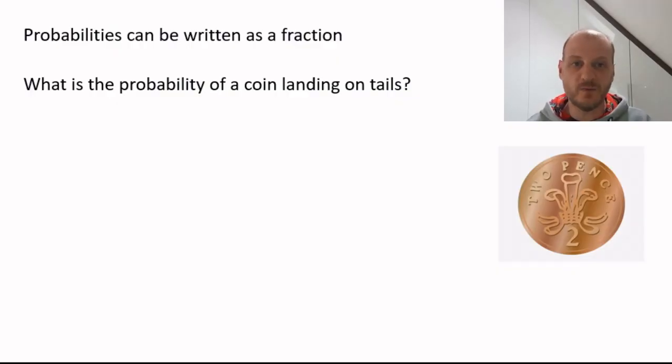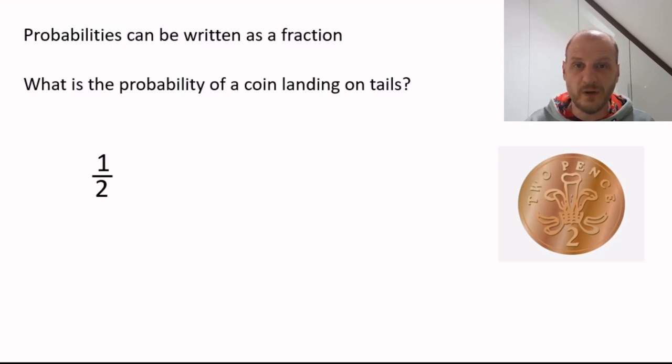Okay, so let's have a look at some more probabilities and how they can be written, how you can work them out. So probabilities can be written as a fraction. What is the probability of a coin landing on tails? Okay, well the answer is it's a half, but we need to think of why the answer is a half.